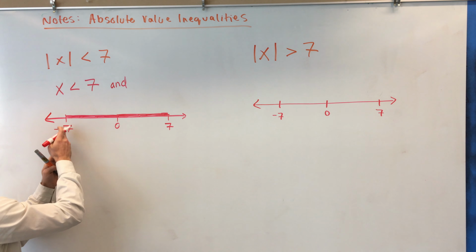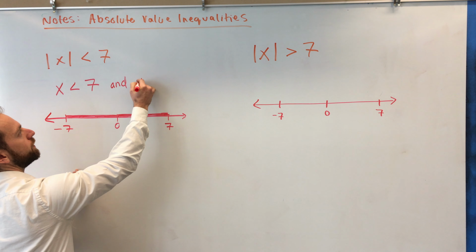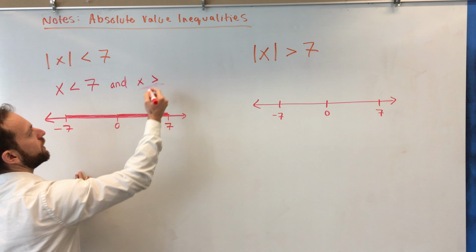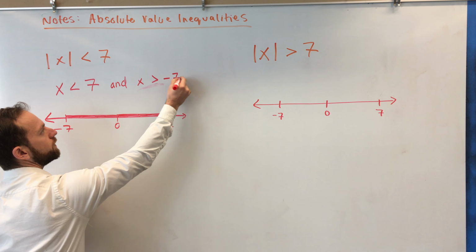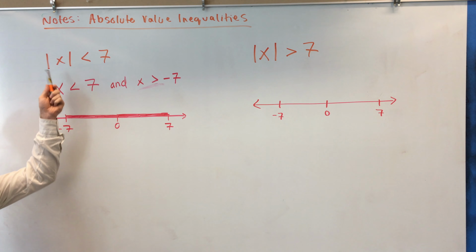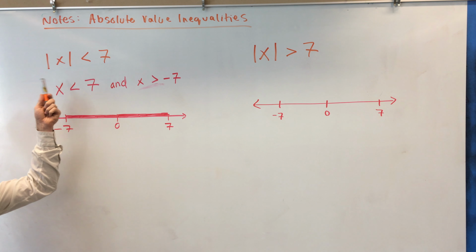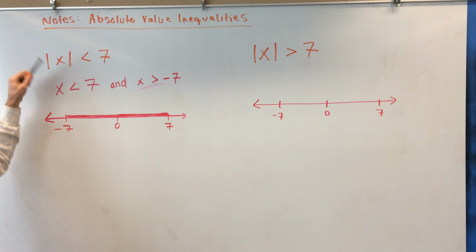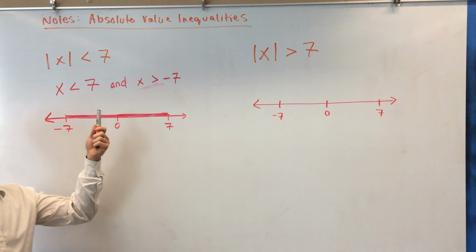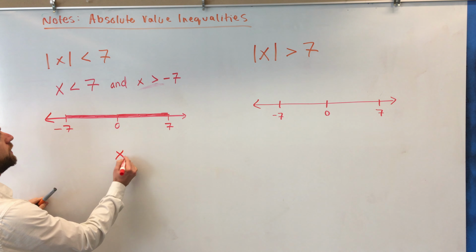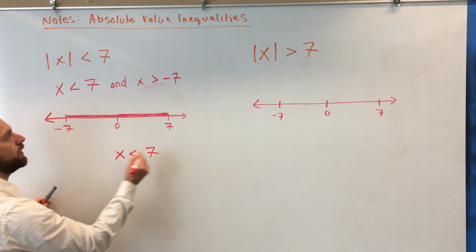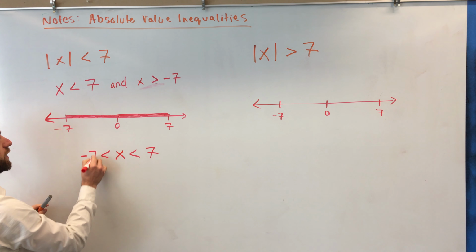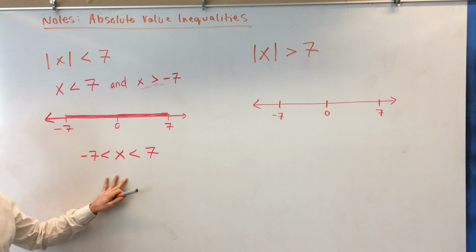When x is greater than negative 7, so in order for a number to satisfy this inequality, x would have to be greater than negative 7 and less than positive 7. You could also write this as x is less than 7 and x is greater than negative 7. So you could write this as a compound inequality.